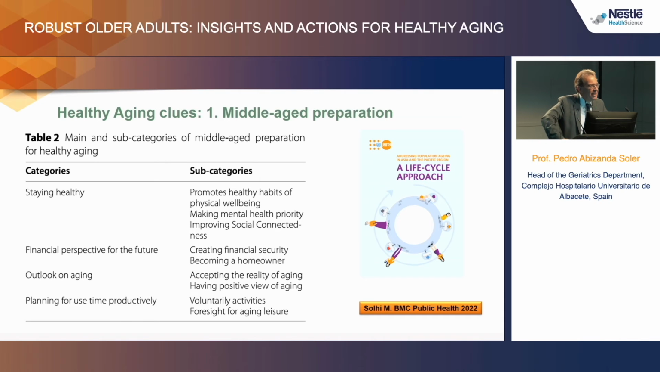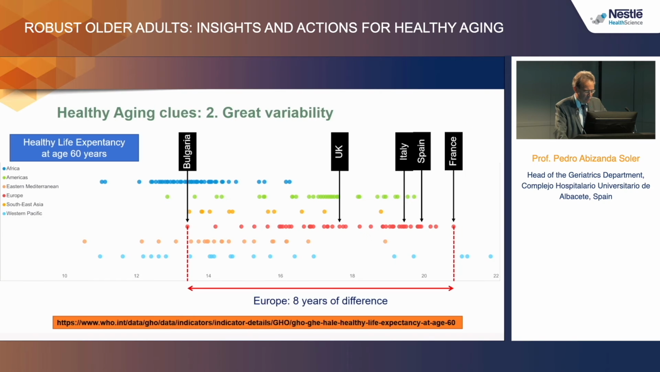So in this paper, they show us some categories to promote healthy aging. We need to promote healthy habits of physical well-being in middle age, make mental health a priority, improve social connectedness, create financial security, become homeowners, accept the reality of aging, have a positive view of aging, do voluntary activities for planning, and plan with foresight for aging leisure. So we have many things to do.